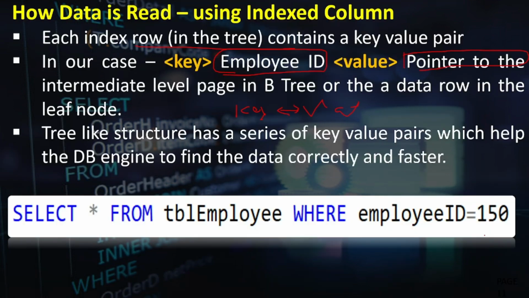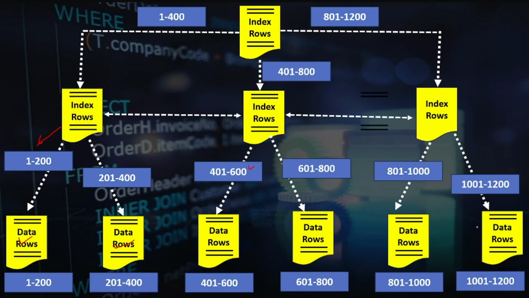So what is our question? Our question is where employee ID equals 150. So the engine will try to find out. It's 150, so obviously it will not go to the right side. It will definitely go to the left side. So here it is 1 to 400. So it will jump here first. So it jumps here.